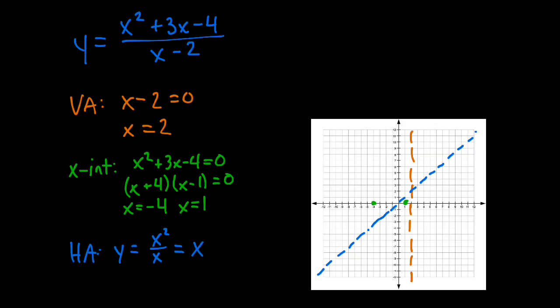Okay, horizontal asymptote I think is the worst part to deal with. But now that we have all these done, we're ready to start piecing together what the graph actually looks like. So we'll do that in the next video.